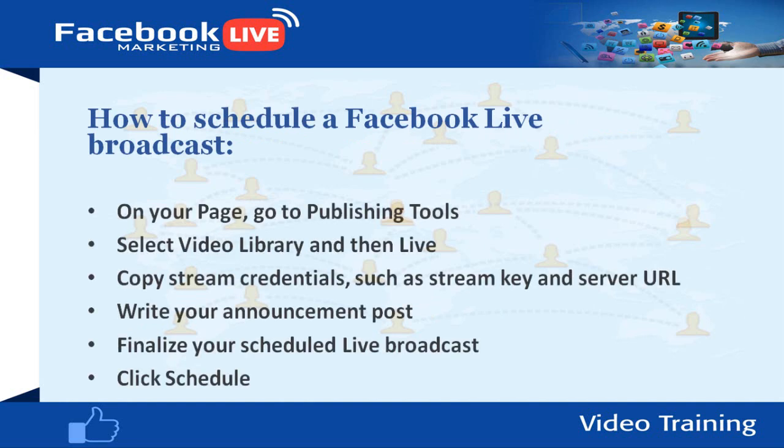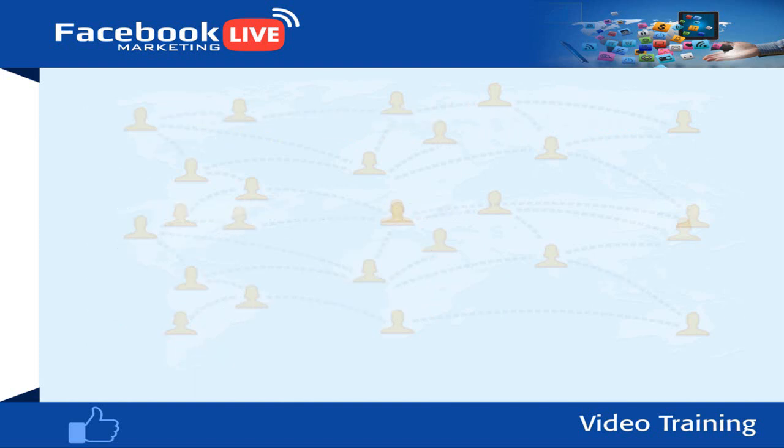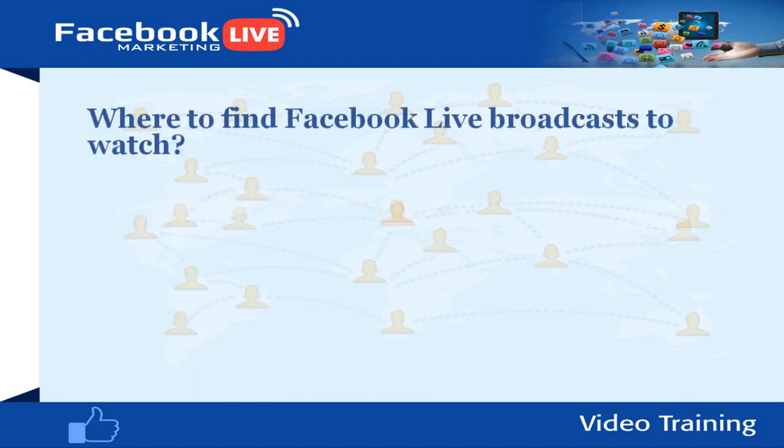How to schedule a Facebook Live broadcast. On your page, go to Publishing Tools. Select Video Library and then Live. Copy stream credentials, such as stream key and server URL. Write your announcement post. Finalize your scheduled live broadcast. Click Schedule.